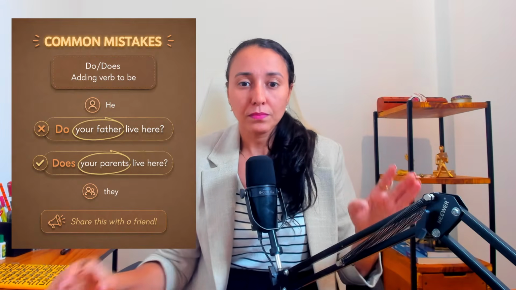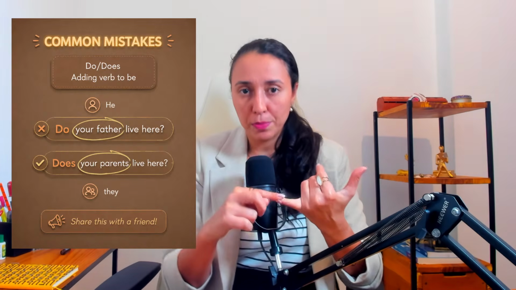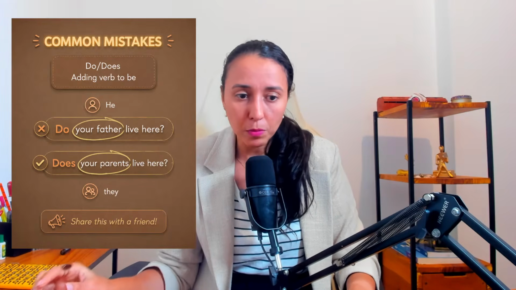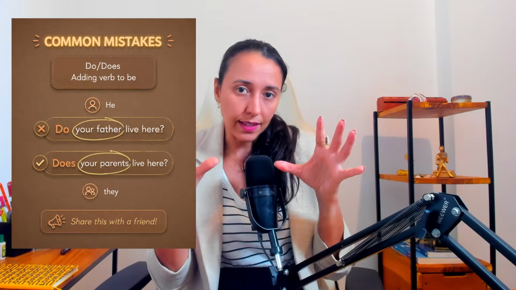But anyway, let me go to the next one. Common mistakes: adding verb to be. And here, guys, there is a correct symbol, but it's not correct. I just saw that I created these slides.